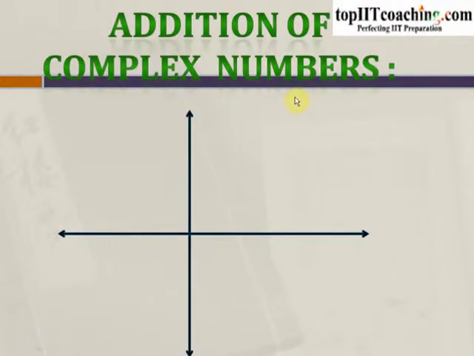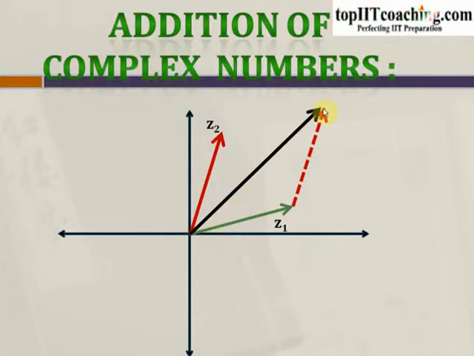Now the addition of complex numbers. Now let's see the geometrical meaning of addition of complex numbers. Let us say that we have a complex number z1 and we have another complex number z2. Now we have to add both these complex numbers z1 and z2. And what we do is we draw a line that is parallel to z2, this red line, and it starts from this point. The originating point would be the end point of z1. So we draw a line that is parallel to z2, from the end point of z1. Now we join this point with this point.